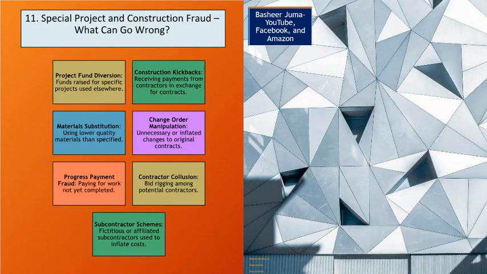Materials substitution. Using lower quality materials than specified. Change order manipulation. Unnecessary or inflated changes to original contracts. Progress payment fraud. Paying for work not yet completed. Contractor collusion. Bid rigging among potential contractors. Subcontractor schemes. Fictitious or affiliated subcontractors used to inflate costs.